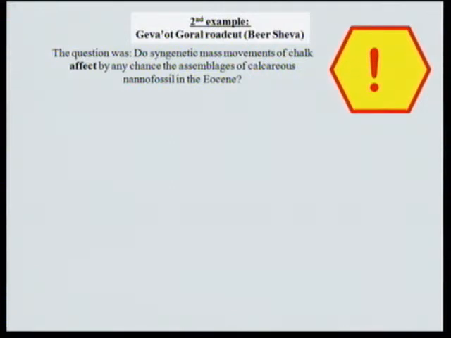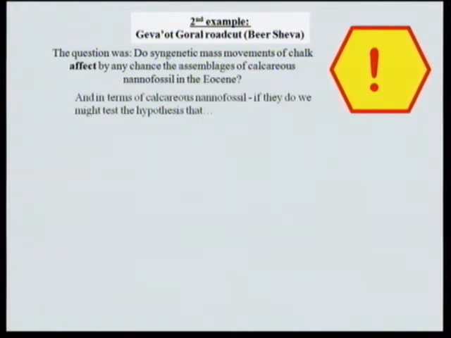One more section to show you the complexity of this work. I refer to Gevaot Goral road cut, which is very close to Beersheba. Those who want to bypass Beersheba should drive in this. They don't want to stop in Beersheba. And the question is, do syngenetic mass movements of chalk affect by any chance the assemblages of calcareous nanofossils in the Eocene? Maybe. The only thing I see here is just the chalk was moved from a neritic point to the distal point and brings us calcareous nanofossils that do not belong here. So it might be a fraud.